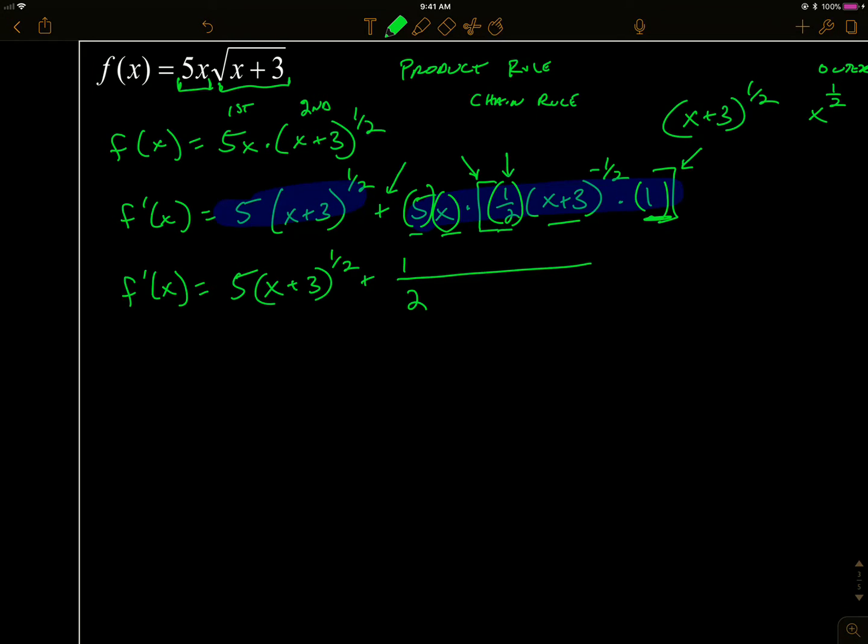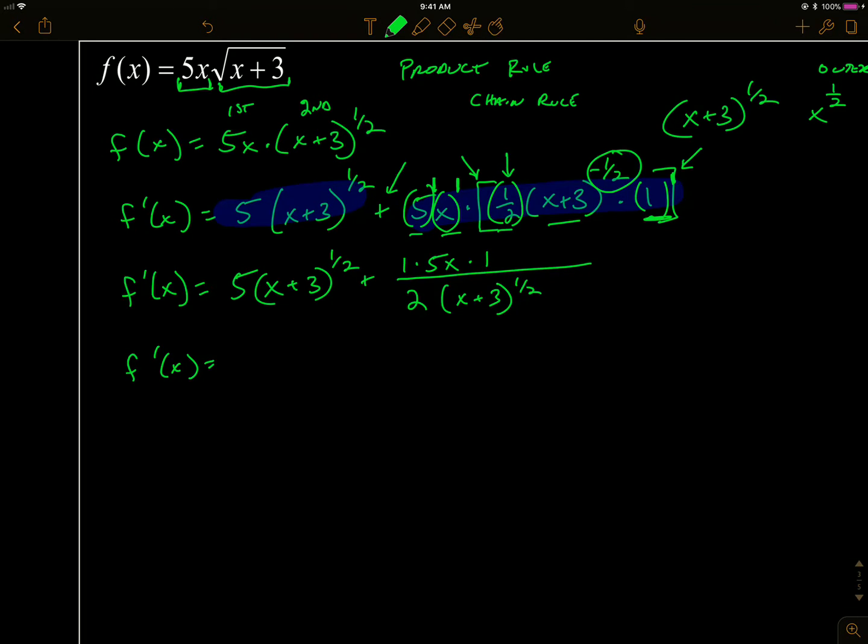So this 1/2 is defining the fraction. 5 has a positive power of 1. X has a positive power of 1. So those end up in the top. This has a power of negative 1/2. So it ends up on the bottom as a positive power. This 1 has a positive power of 1. So it ends up on the top.